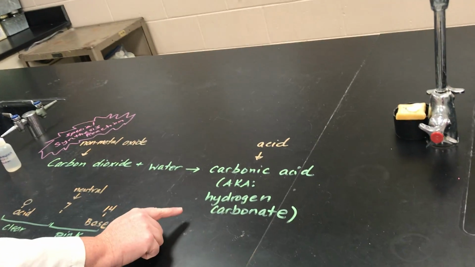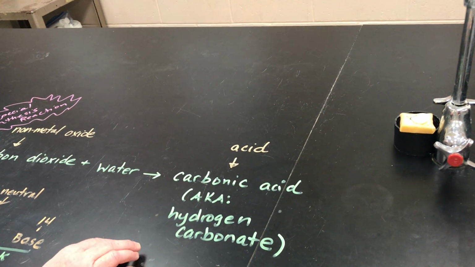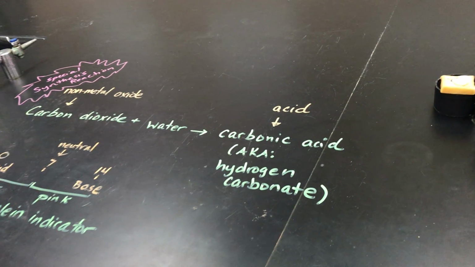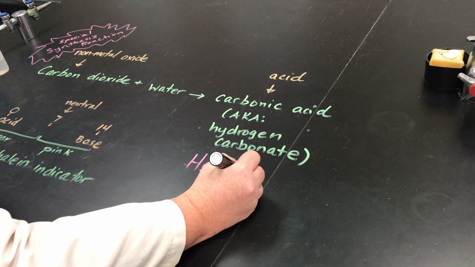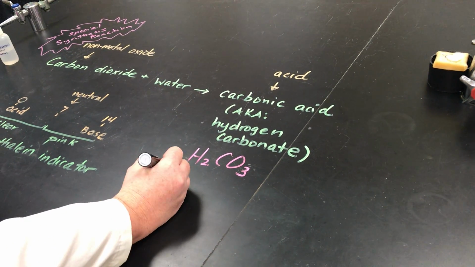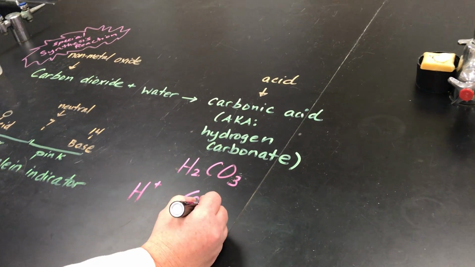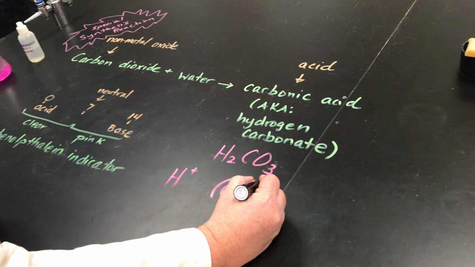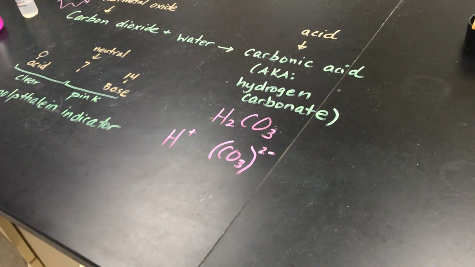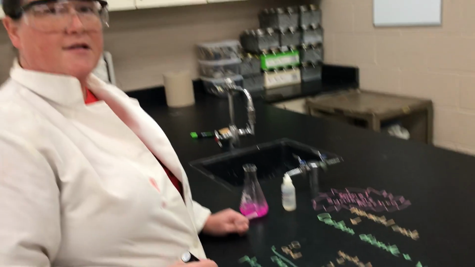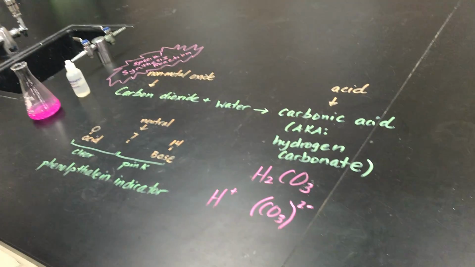Acids can be recognized in their formulas. I'll write the formula for carbonic acid. H2CO3 is the formula for carbonic acid because it's forming from a hydrogen ion and a carbonate ion, which has a -2 charge, so H2CO3. So acids can be recognized by, when you look at their formulas, they often start with a hydrogen.